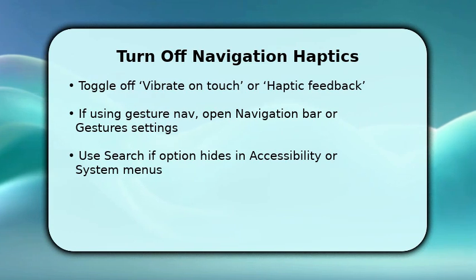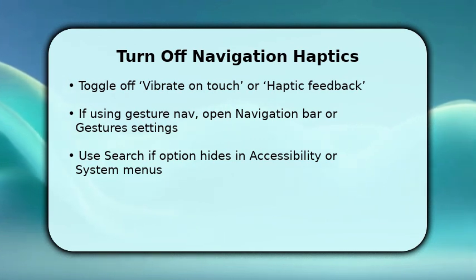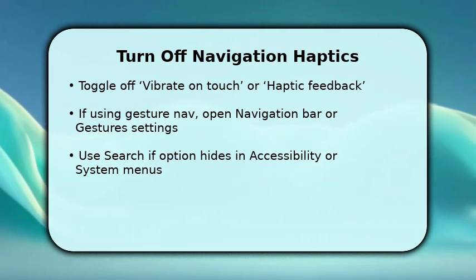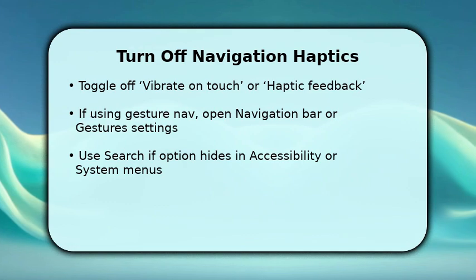or gestures. Some phones place the control under Accessibility or System Advanced. If you don't see it, use the settings search again. Once disabled, test by tapping the navigation buttons or swiping.